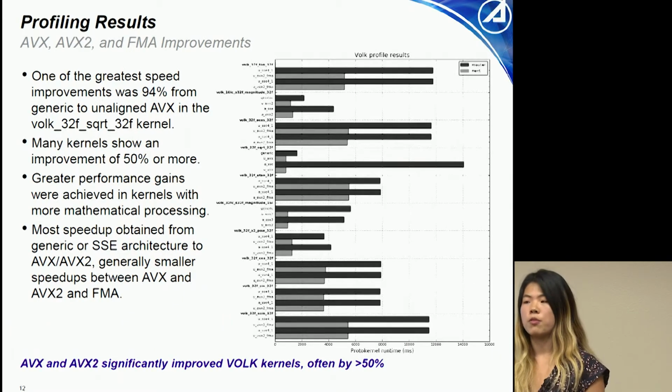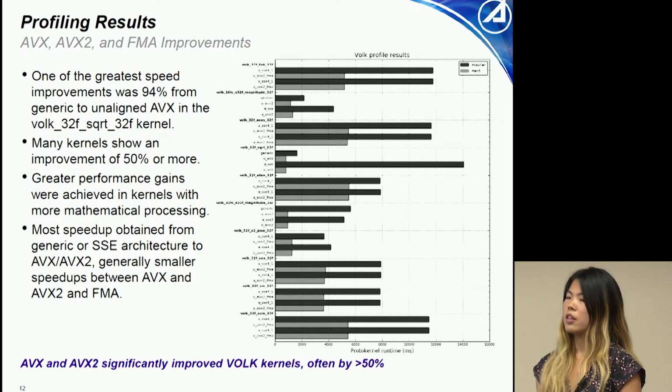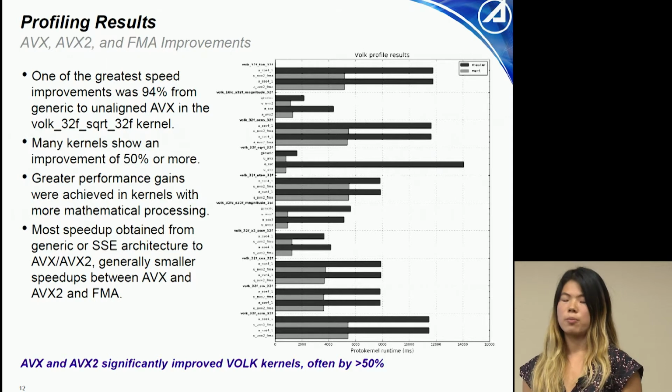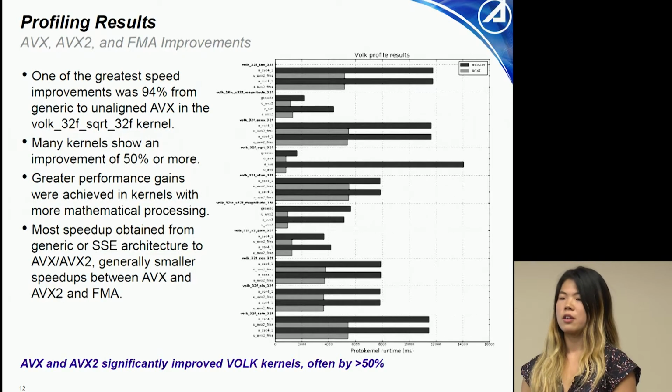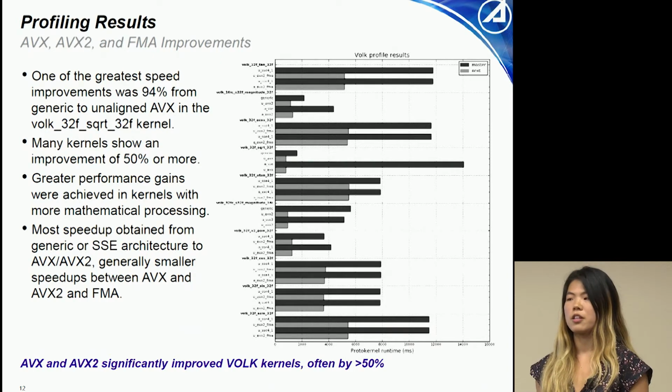We also noticed that greater performance gains were achieved when we added AVX2 to the kernels that required more mathematical processing, so like square roots and tangents, as opposed to the simpler ones like multiplies and adds. And that's just because the more mathematically intensive ones required more instructions, and thus there were more instructions for us to optimize.